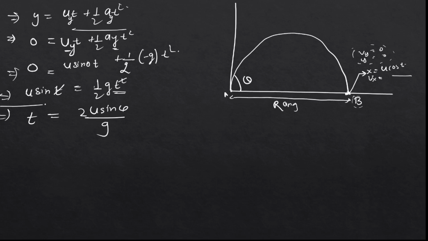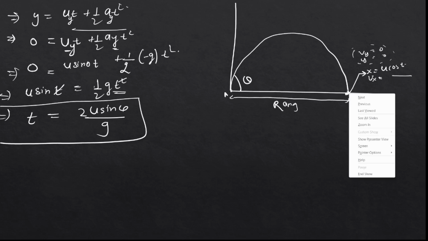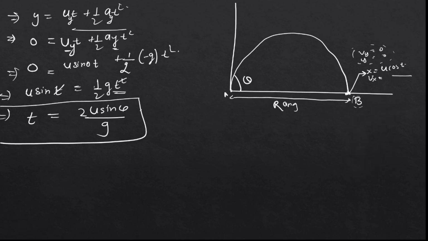Remember this thing, this is very important. This is the time of flight, 2u sin theta upon g. The total time this particle will take to cover this whole trajectory to reach point B will be its time of flight, and that time of flight is this. This is the time of flight, right?